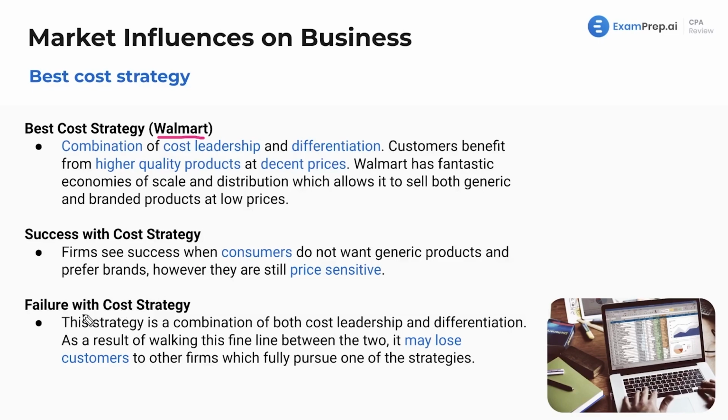When you have failure with best cost strategy, well, again, this strategy is a combination of cost leadership and differentiation. So if you try to do two things at once and you end up not doing either of them well, you might lose customers to other firms, since those customers want to pursue a company that follows just one of the strategies. This is an example of when you'd have a failure in this best cost strategy.